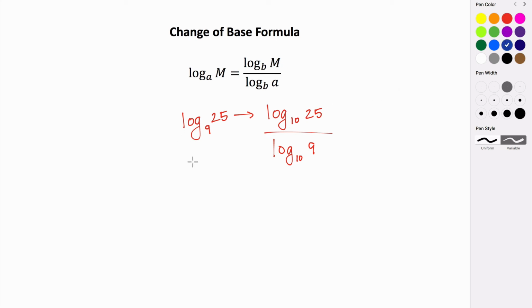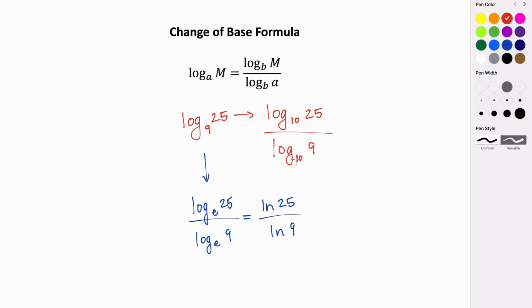Or we could change this into something using natural log, which is log base e. So using change of base, it would look like this, log base e of 25 divided by log base e of 9. Now typically you don't see log base e written like this, it's just written as the natural log, so ln of 25 divided by the natural log of 9.